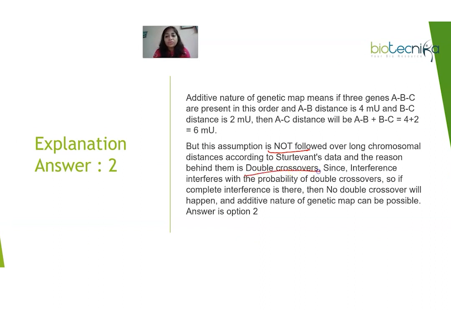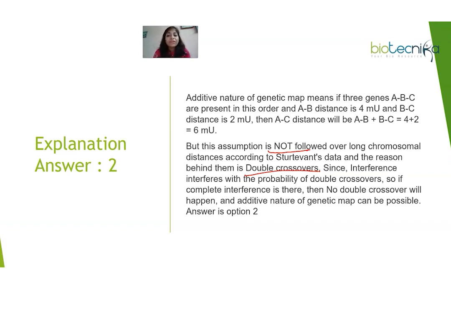Now, since interference is what? It interferes with the probability of double crossover. So basically, one chiasmata formation between the same pair of chromatids will stop the chance of another chiasmata forming. Okay, so if interference is complete, then no double crossover will happen.